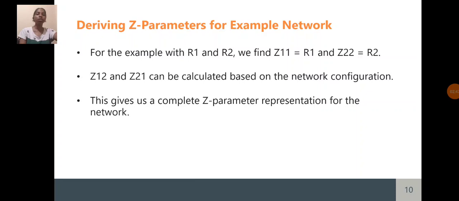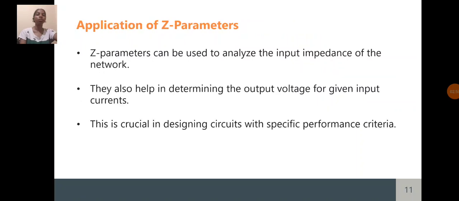Deriving Z parameters for the example network. For the example with R1 and R2, we find Z11 = R1 and Z22 = R2. Z12 and Z21 can be calculated based on the network configuration. This gives us a complete Z parameter representation for the network.